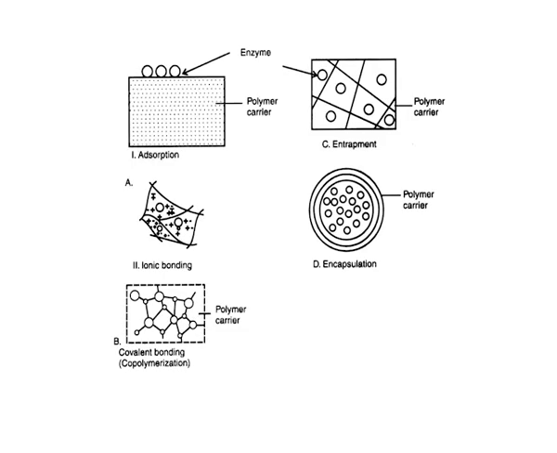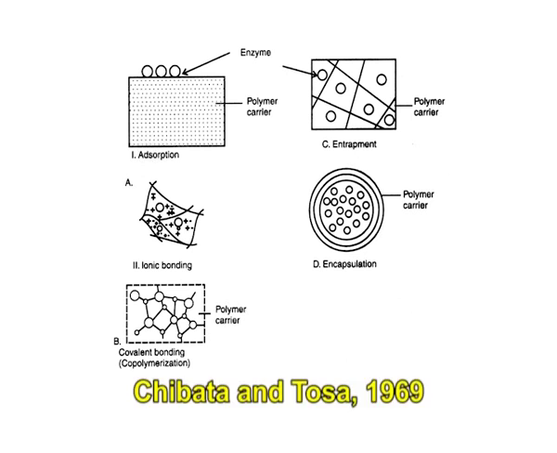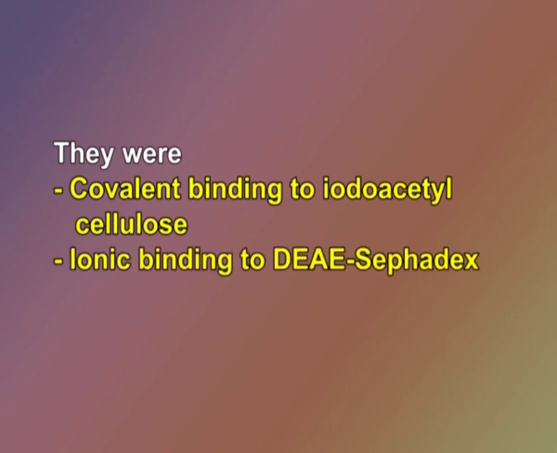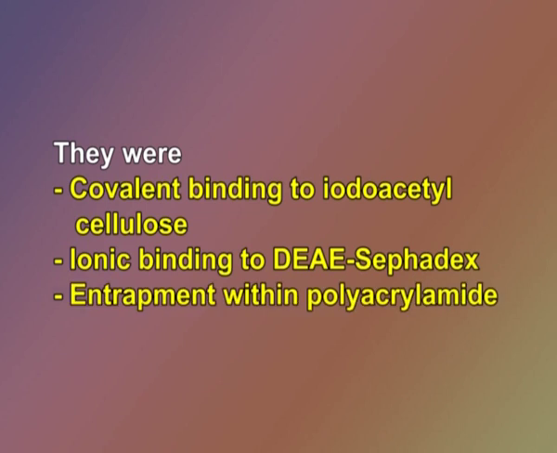L-amino acid acylase was the first enzyme to be immobilized by a group of Japanese workers, Chibata and Tosa, 1969. More than 40 different immobilization methods were attempted by this group. Only 3 of them were found to be useful. They were covalent binding to iodoacetyl cellulose, ionic binding to DEAE-Sephadex, and entrapment within polyacrylamide.